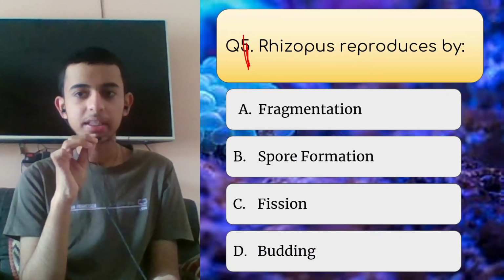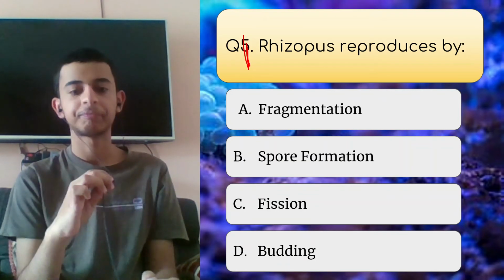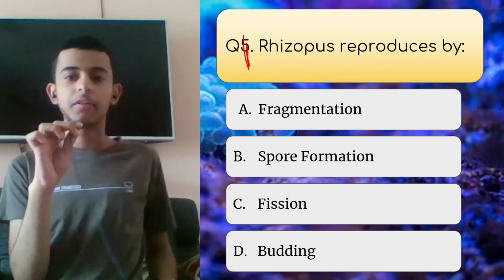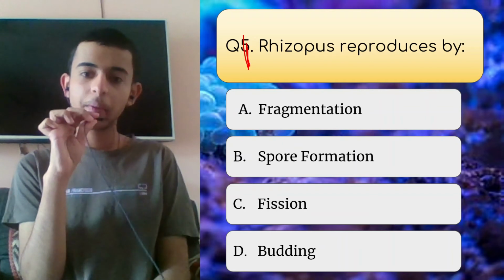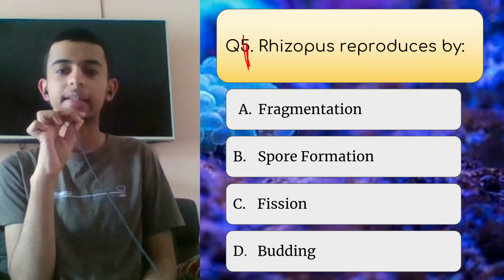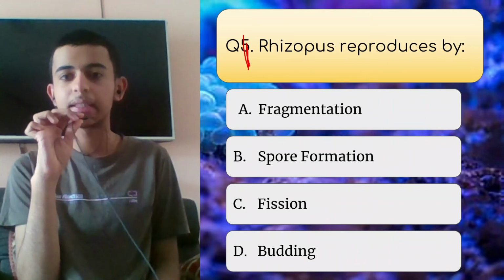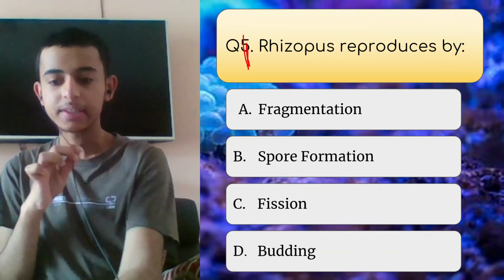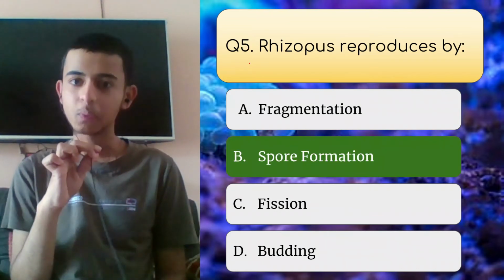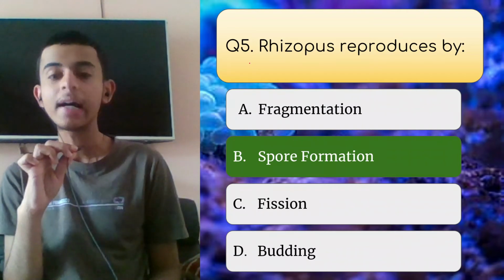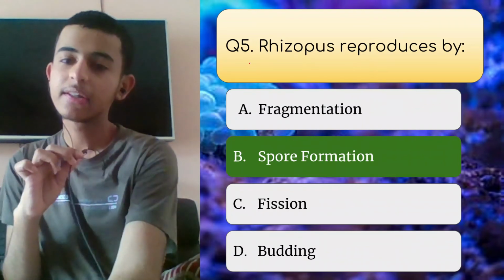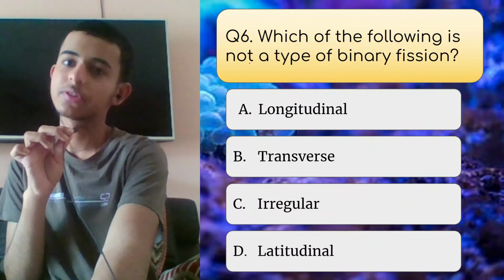Rhizopus reproduces by what? Your options are fragmentation, spore formation, fission, or budding. Easy peasy, just now we discussed it. And your time's up. It is spore formation. We talked about hyphae and sporangia, and in this way, Rhizopus reproduces by spores.